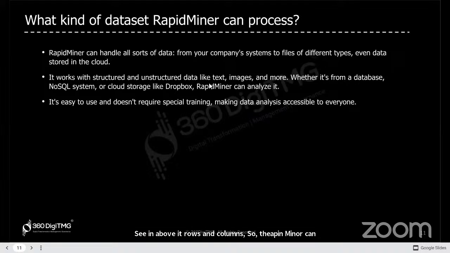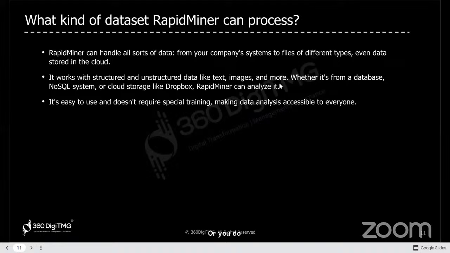And what is unstructured data? RapidMiner is also capable of processing unstructured data, which is data that does not have any predefined format, and it is more complex. What are the examples? Here you can see examples such as text data, image data, and audio data. All of these things come under unstructured data.